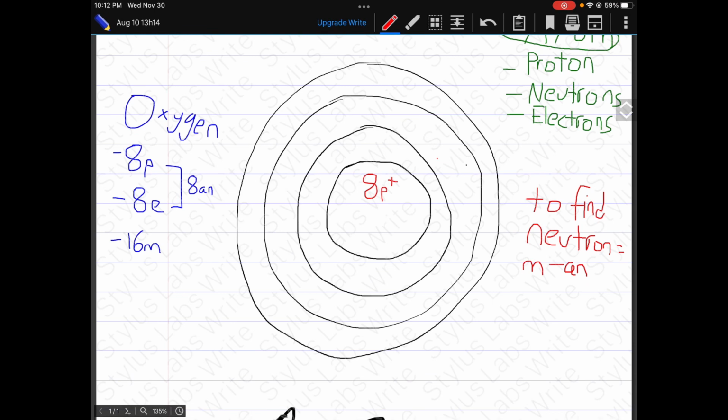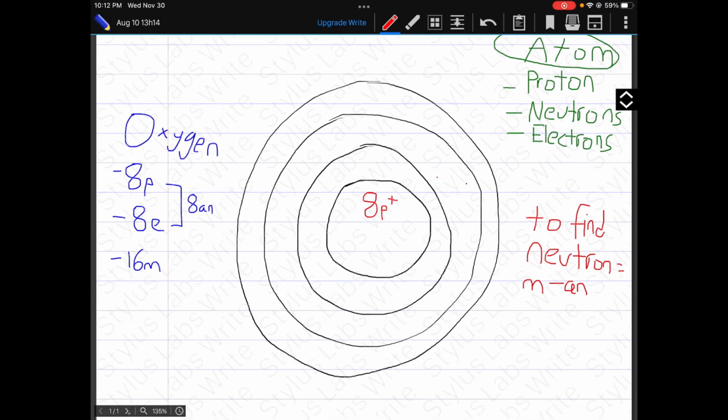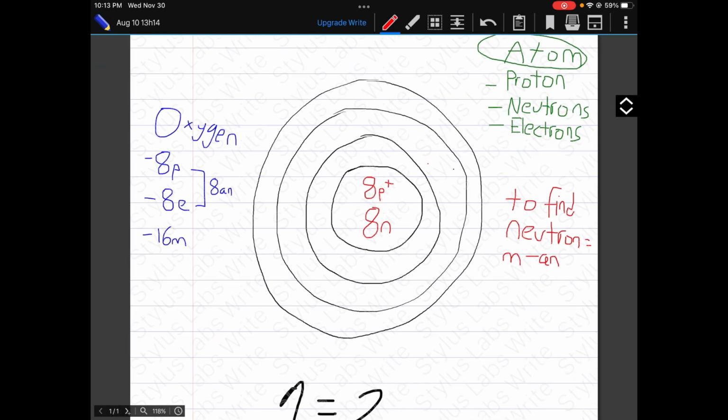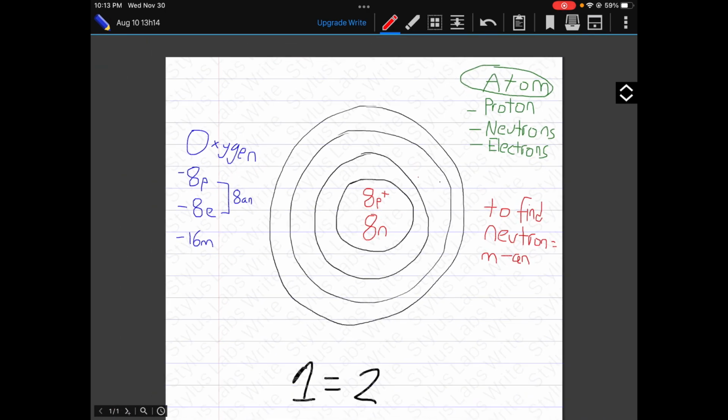To find the neutrons, you need to subtract the atomic number from the mass of your element. So in this case for oxygen, our mass is 16 and our atomic number is 8. So you do 16 minus 8, which should give you 8 neutrons. So your next step would be to, right beneath the positive, write an 8, a lowercase n, and no plus or minus because it's a neutral subatomic particle. Now you have officially completed the nucleus, but we still have the electrons to go.